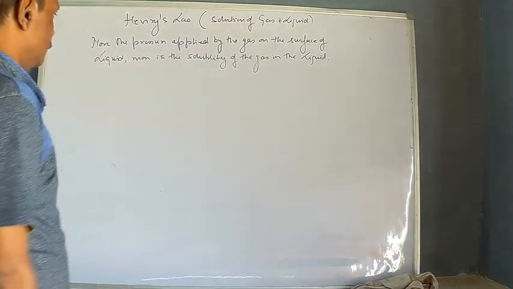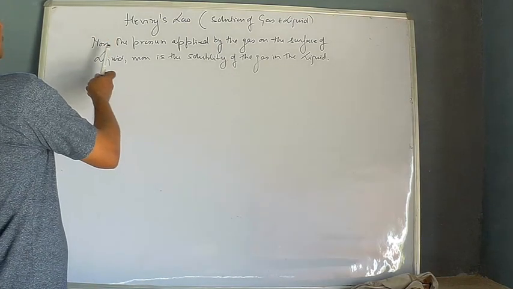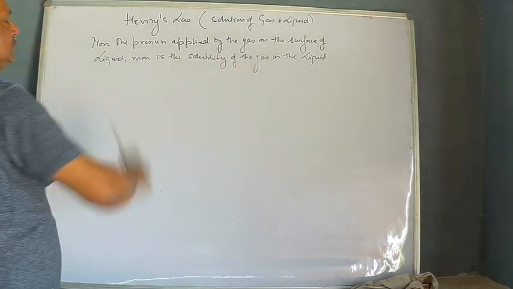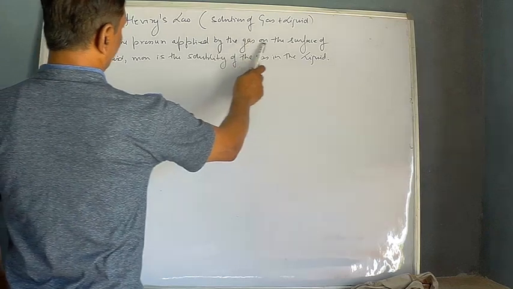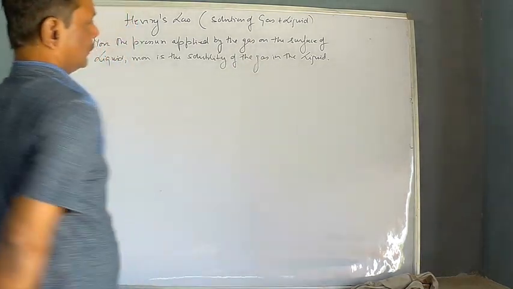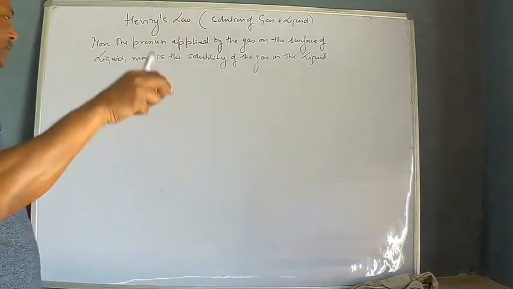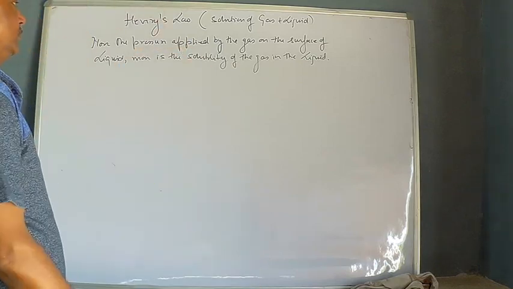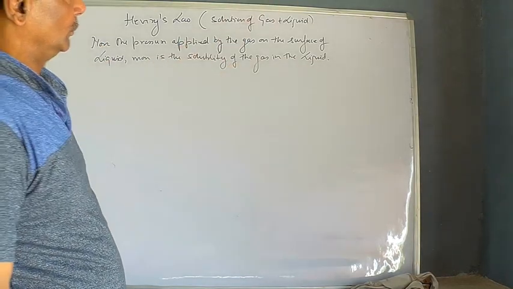When the gas is being dissolved in the liquid, what does it say? It simply says, the more the pressure applied by the gas on the surface of the liquid, the more the solubility of the gas in the liquid. As you put more pressure of the gas on the surface of the liquid, more number of molecules will be bouncing on the surface of the liquid, and hence more will be the solubility.